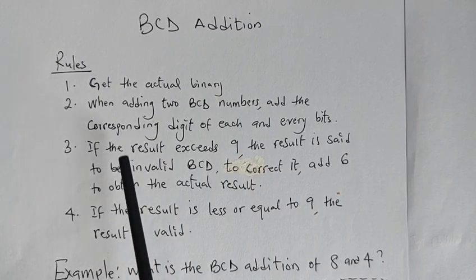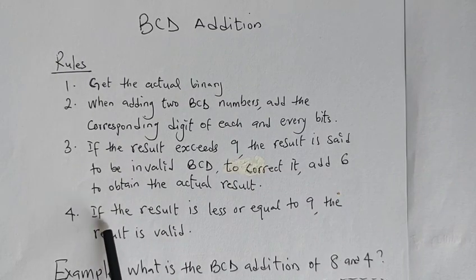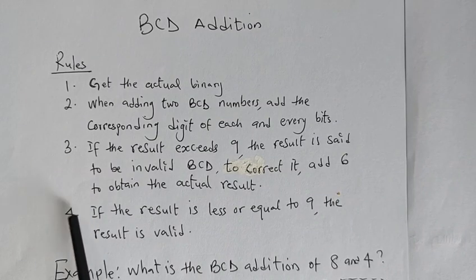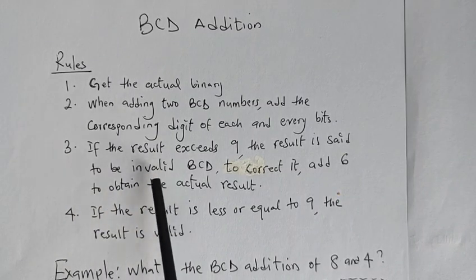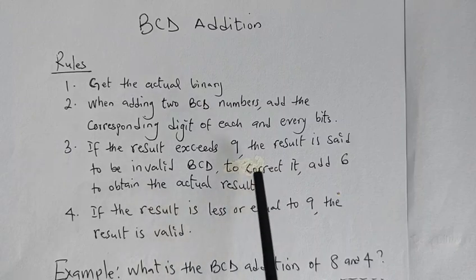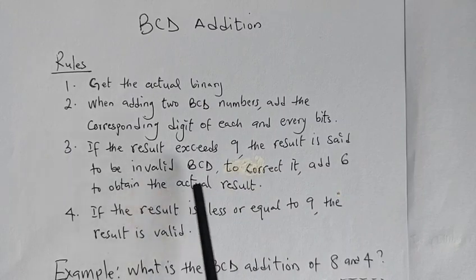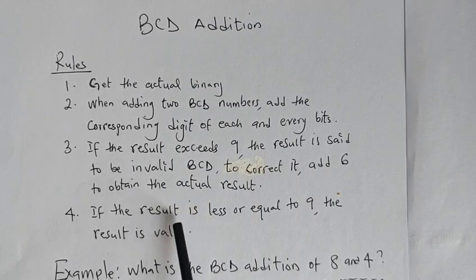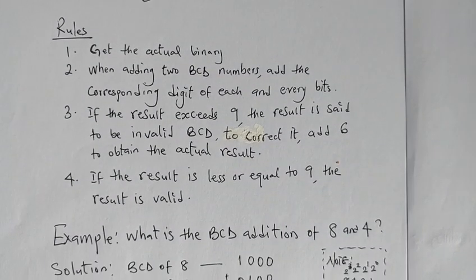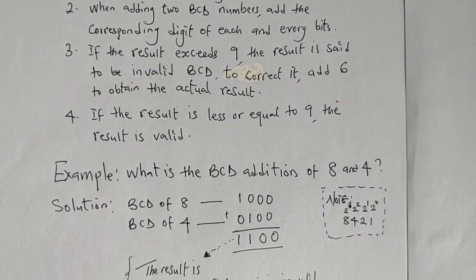Now you can see the reason for the fourth rule. Whenever the result is invalid for rule number 3, we need to correct it by adding 6 to obtain the actual result. But whenever the result is less than or equal to 9, the result is said to be valid. Now we're going to take an example to see how we can apply these rules in solving a question in BCD addition. Alright, so let's go straight by considering one example.